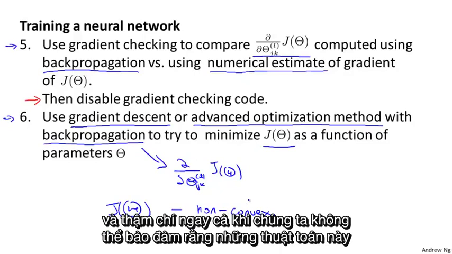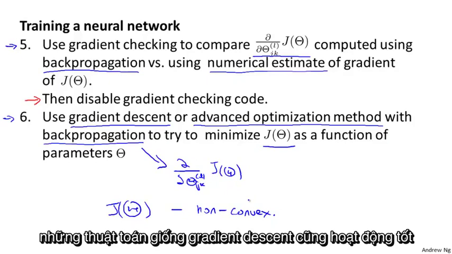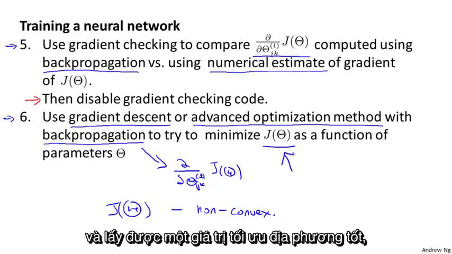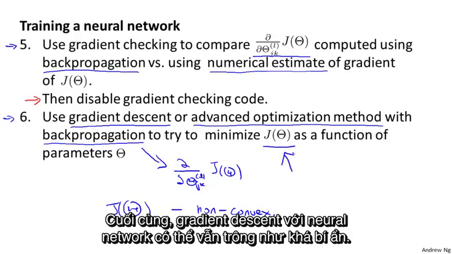And even though we can't guarantee that these algorithms will find a global optimum, usually algorithms like gradient descent will do a very good job minimizing this cost function J of theta and get to a very good local minimum, even if it doesn't get to the global optimum. Finally, gradient descent for a neural network might still seem a little bit magical.